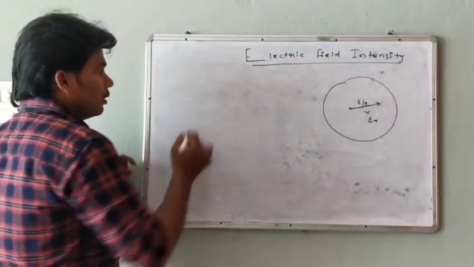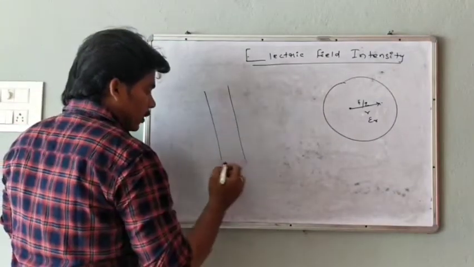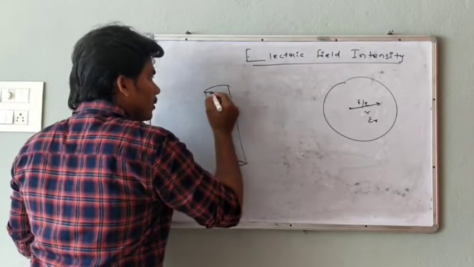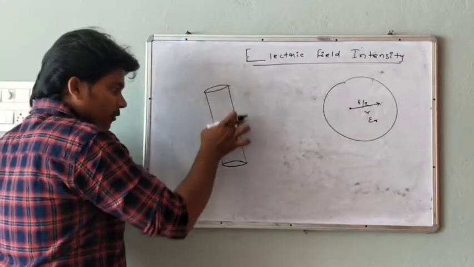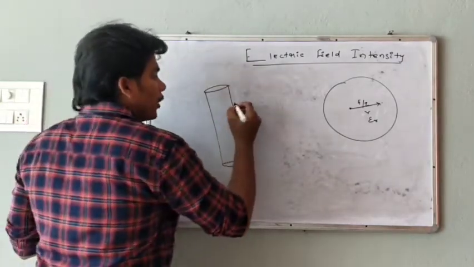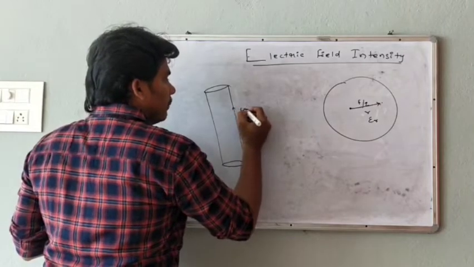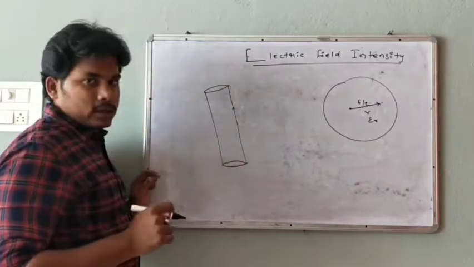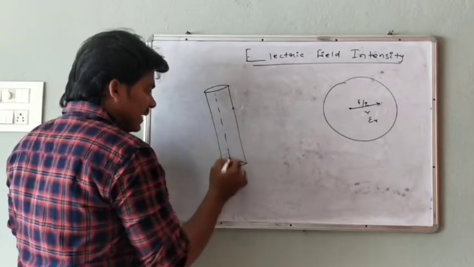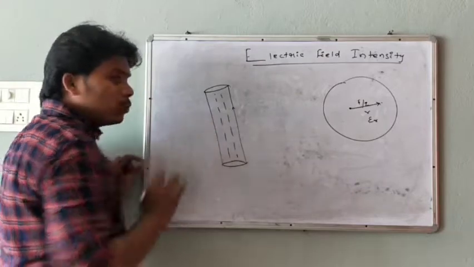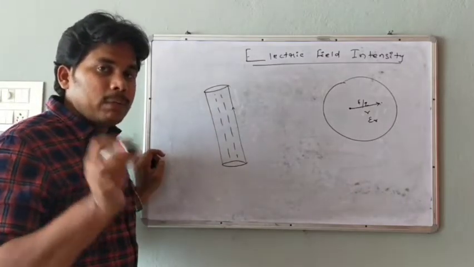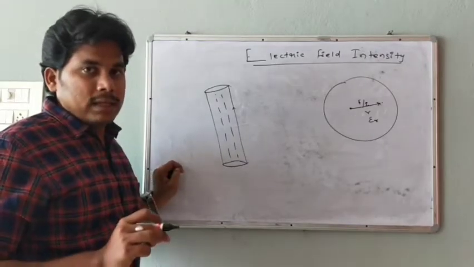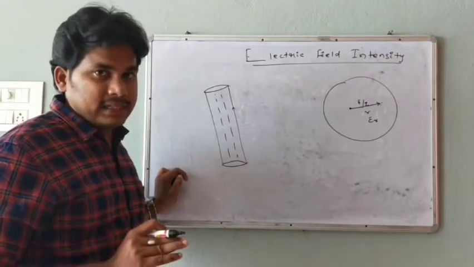Next, let's take a conductor. On the surface of the conductor, the current flows, meaning charges are present on the surface of the conductor. That means inside the conductor there will be no charge. It indicates that there will be no electric field intensity within the conductor. These are all characteristics of the electric field intensity.